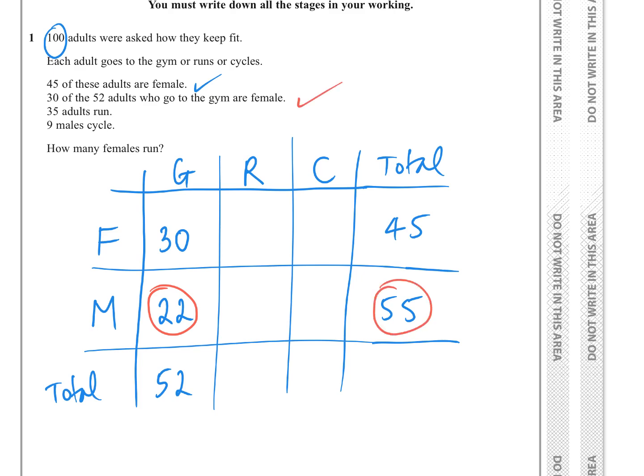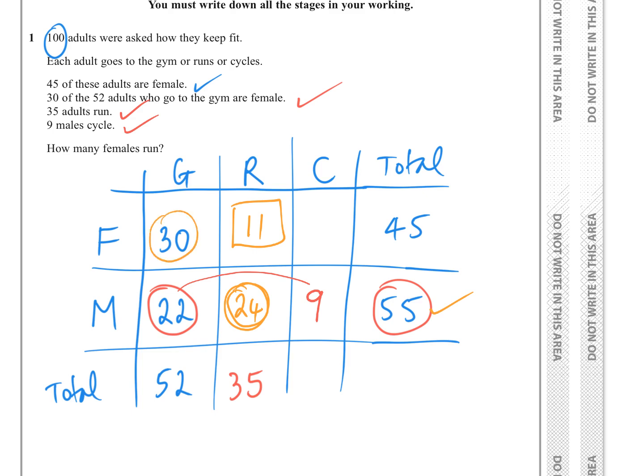35 adults run. Okay, so we're given that information. And it says 9 males cycle. So if 9 males cycle, then we've got a missing link here because 22 and 9 make 31. And so this would have to be 24, okay, to make the 55 here. And then the nice thing is here, we can find this one here because 24 and something make 35, so that's got to be 11.